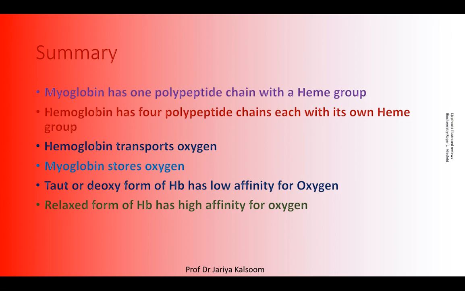So myoglobin has one polypeptide chain, whereas hemoglobin has four polypeptide chains. Hemoglobin transports oxygen, whereas myoglobin, apart from transporting, also serves as a reservoir for oxygen. And the taut or deoxy form is a low affinity form for oxygen, whereas the relaxed form of hemoglobin has high affinity for oxygen.